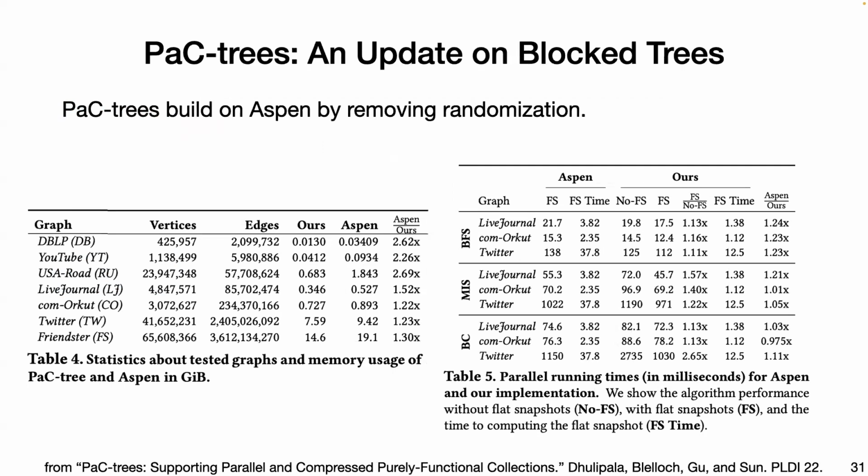This is not super important, so I'm going to skip it. They have a follow-up paper from Aspen, and it turns out that they can do a little better. And the way that they do it is they remove the randomization, which is not clear to me why it was randomized in the first place, but they did remove the randomization. They did a little better. Like you can see they got about 20% at best.